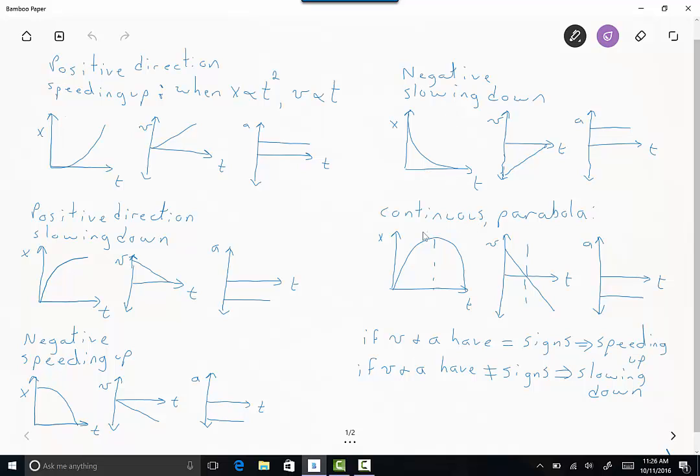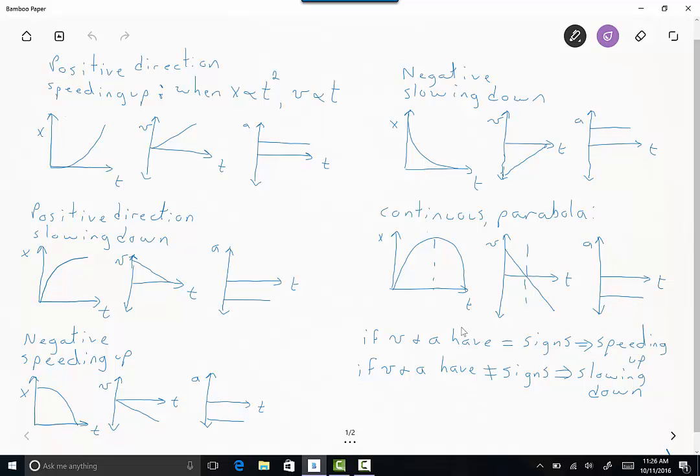If you have something that has continuous parabolic shape, like the pendulum that we did at one point in time, or a ball rolling down one hill and up the other side, then the displacement time graph is going to look like this. Velocity time graph is going to be a continuous straight down line, and acceleration is going to be negative the whole time.